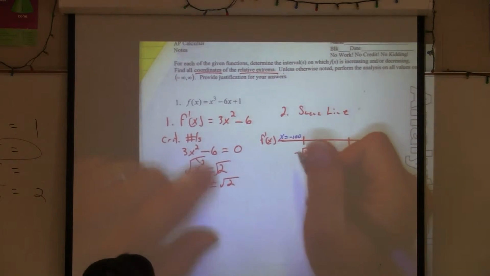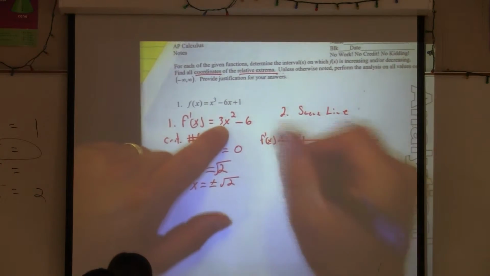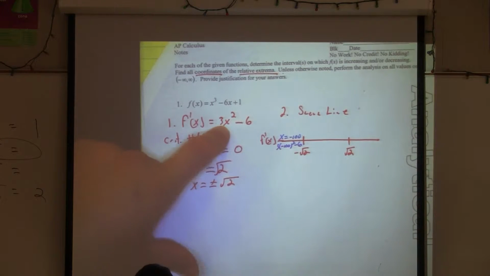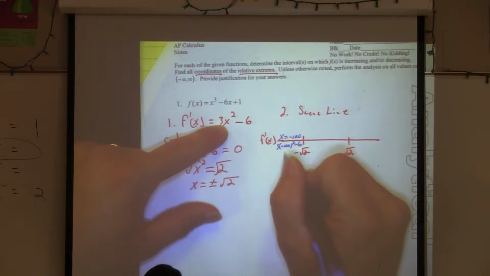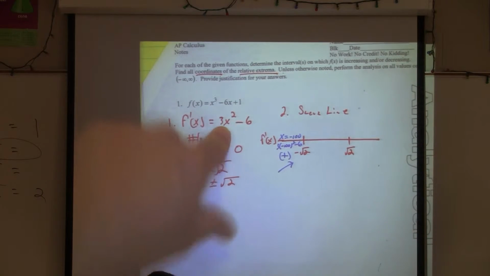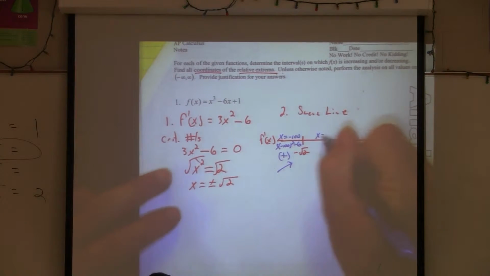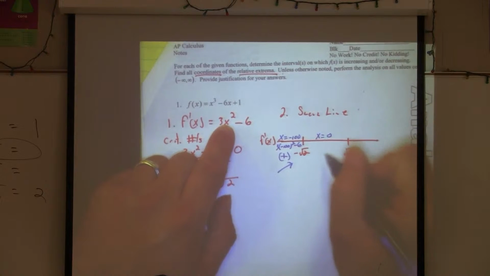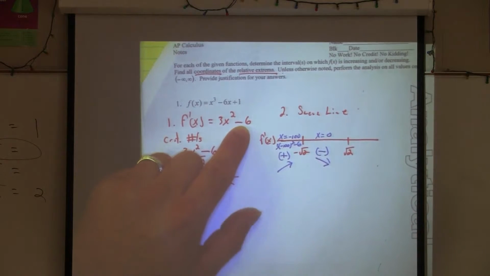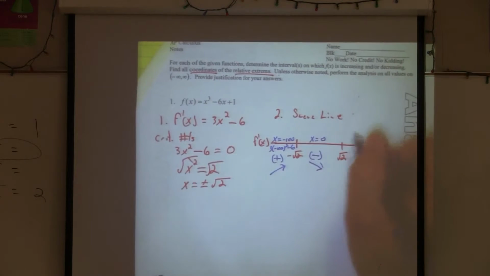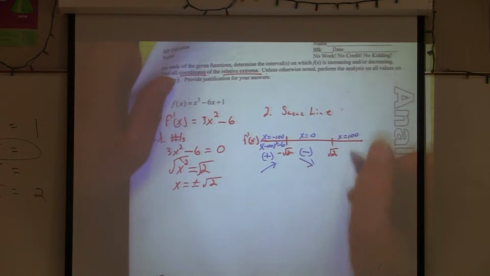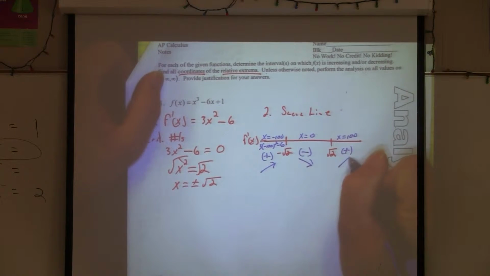Alright, here we go. So what do I plug in negative 100 into? So 3 times negative 100 squared minus 6. What do I get? Positive, very good, so that means it's increasing. Okay, try the next one. What's something in between those two? 0. 3 times 0 squared, 0 minus 6? Negative, so it's decreasing. Pick something on the right side. Positive 100. Want to make sure we're on that right side, right? So put in 100, what do we get? Positive, right?